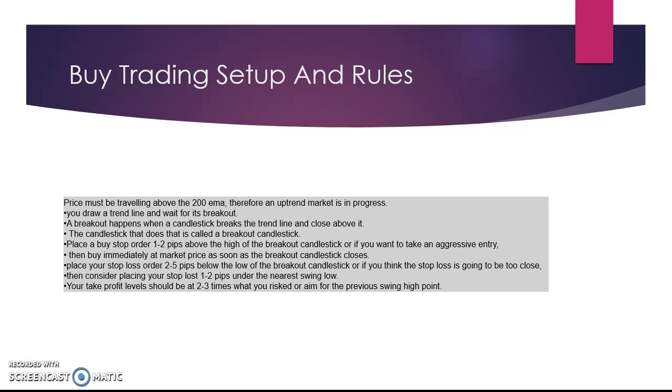And if you want to take an aggressive entry, then buy immediately at market price as soon as the breakout candlestick closes. Place your stop loss 2 to 5 pips below the breakout candlestick, and if you think the stop loss is going to be too close, then consider placing it 1 or 2 pips under the nearest swing low. Your take profit levels should be 2 to 3 times the aim of the previous swing high.